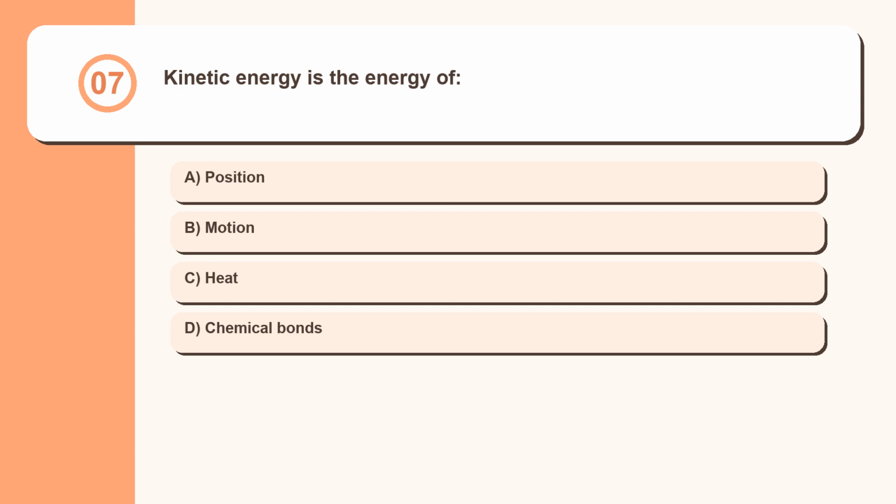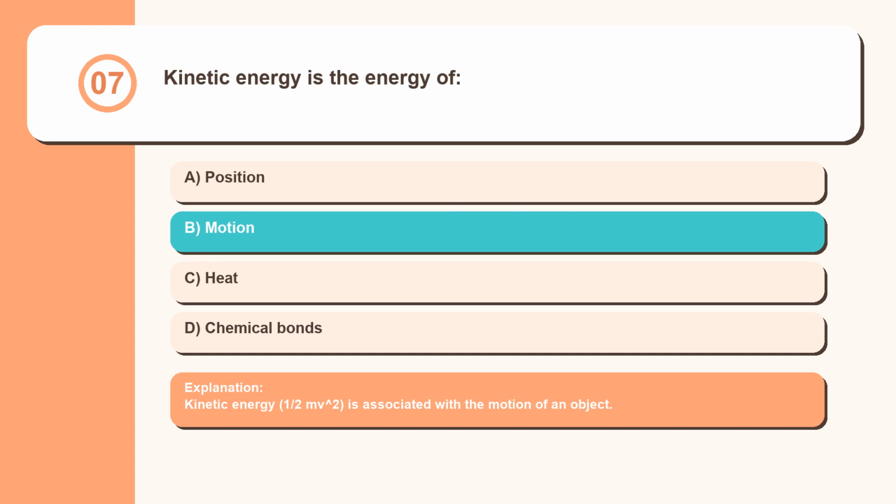Question 7. Kinetic energy is the energy of: position, motion, heat, chemical bonds. Kinetic energy, 1/2 mv², is associated with the motion of an object.